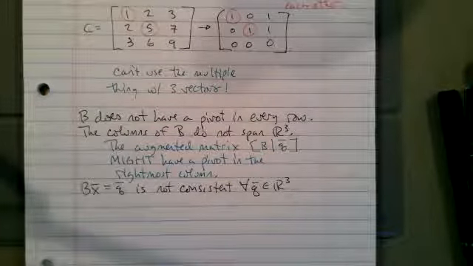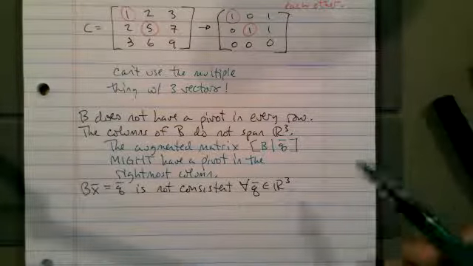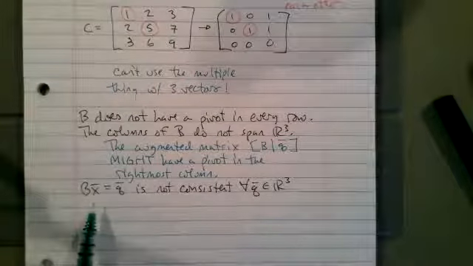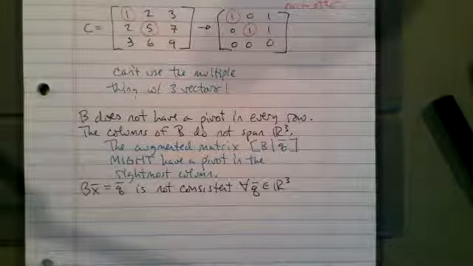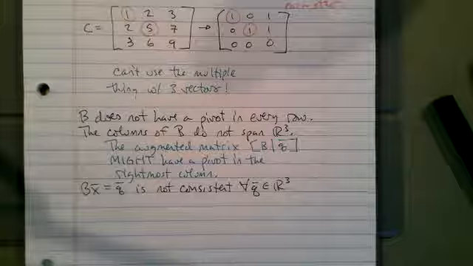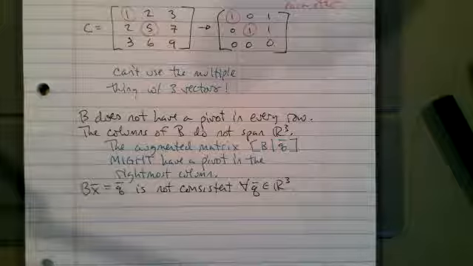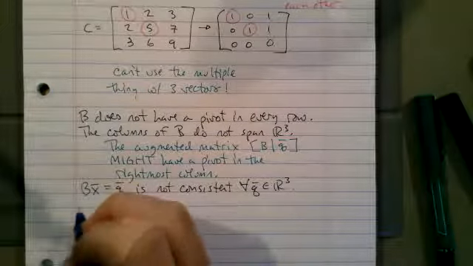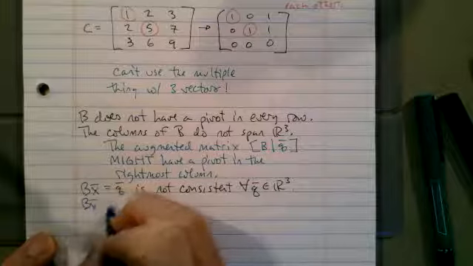And we can use the same explanation that we had before. The augmented matrix for this matrix equation might have a pivot in the rightmost column. It also might not, but it might have a pivot in the rightmost column, so it's not consistent for all Q in R3. We could equivalently say that Bx equals Q is inconsistent for some Q in R3. We could also say that Bx equals Q. This is a very risky way to say it.